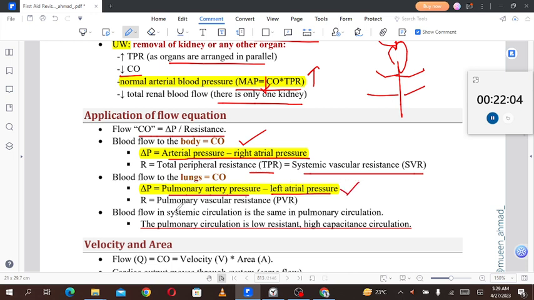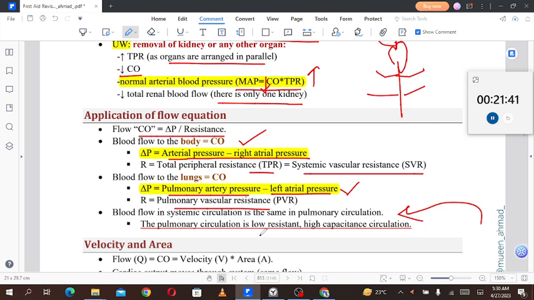Then the pulmonary vascular resistance: you may take the resistance as the pulmonary vascular resistance, and then we can apply this to the equation. The blood flow in the systemic circulation is the same as that in the pulmonary circulation. That is very important. The total amount of blood that is entering the lungs is equal to the total amount of blood that is entering the body.